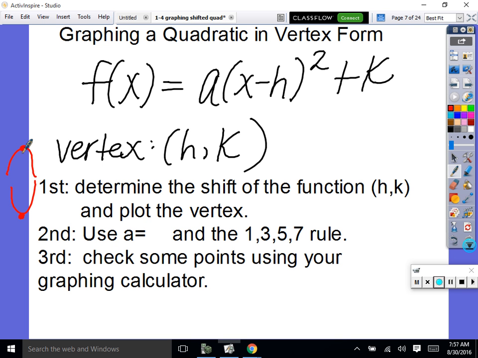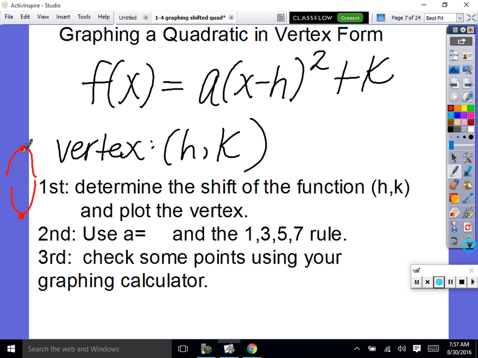Then second, you can either just type it into your calculator and plot some points, which is great, which is what we're all going to do, because that's the easiest way. But I'm also going to use a trick, because I like to be able to graph quicker than using my calculator. It's this rule that happens with quadratics. I call it the 1, 3, 5, 7 rule, and I'll explain in a second. So you'll use your A value for the second step. You'll multiply it to 1, 3, 5, 7, and that's how you'll graph the quadratic. That's where the points will end up.